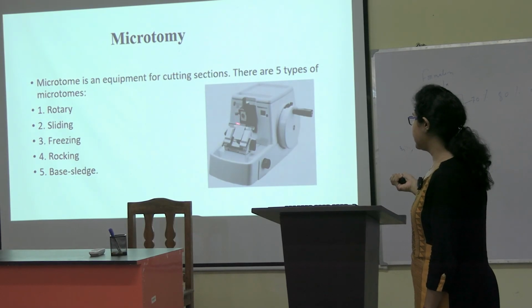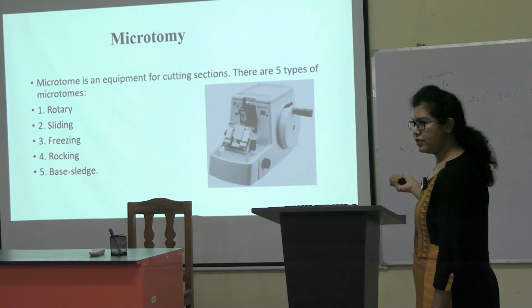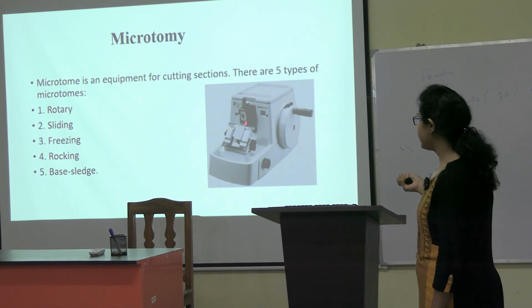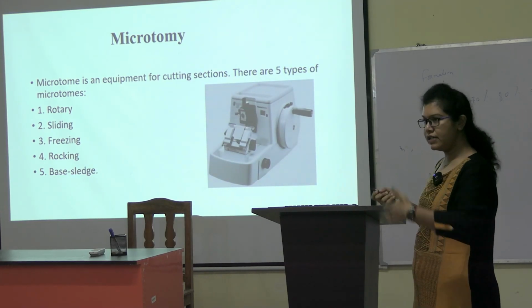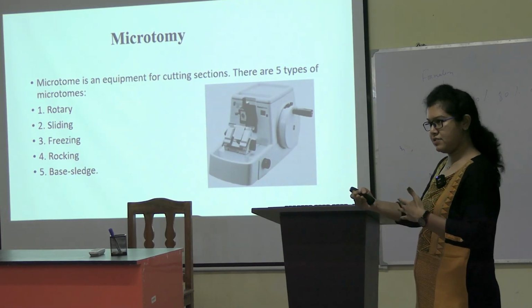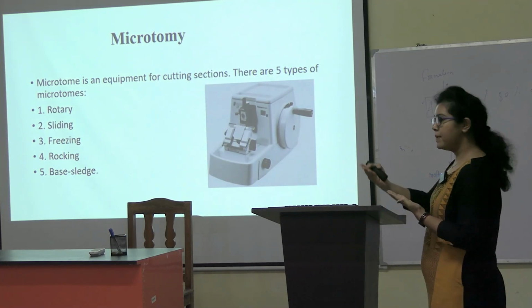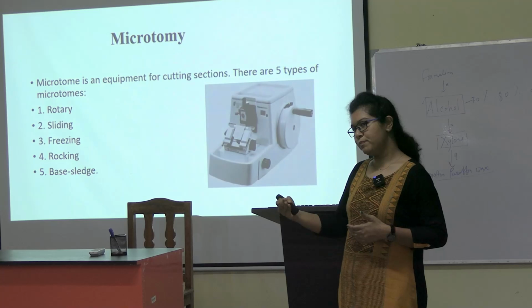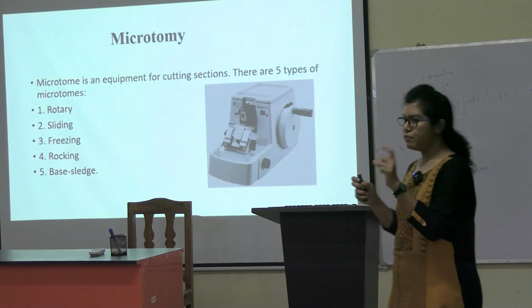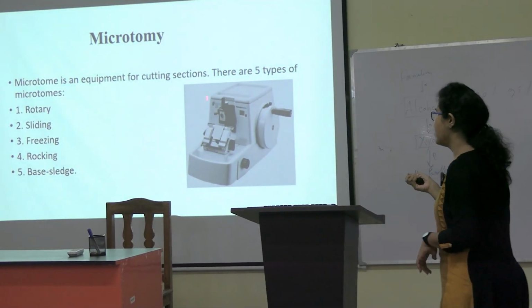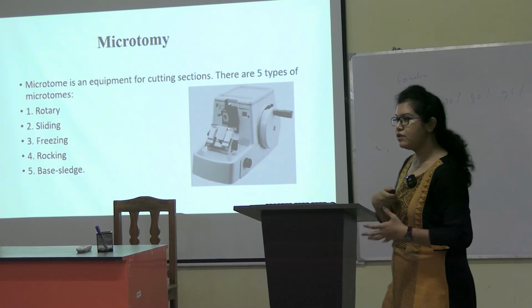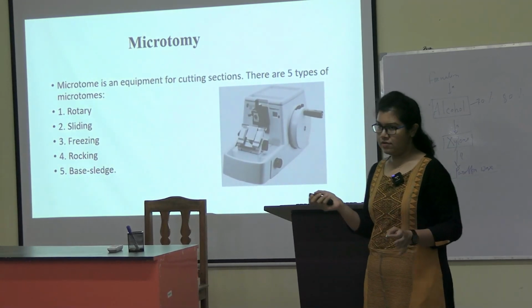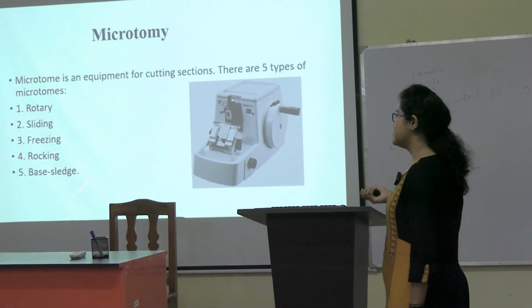Here we will put the block, see here they have put the block. This block will move up and down and here we will rotate this so that it will cut the block into thin sections, papery thin slices that come out. It will be easier to put on the slide. We can't put the full block there. From this block you can have a numerous number of slides. These are the types of microtome.